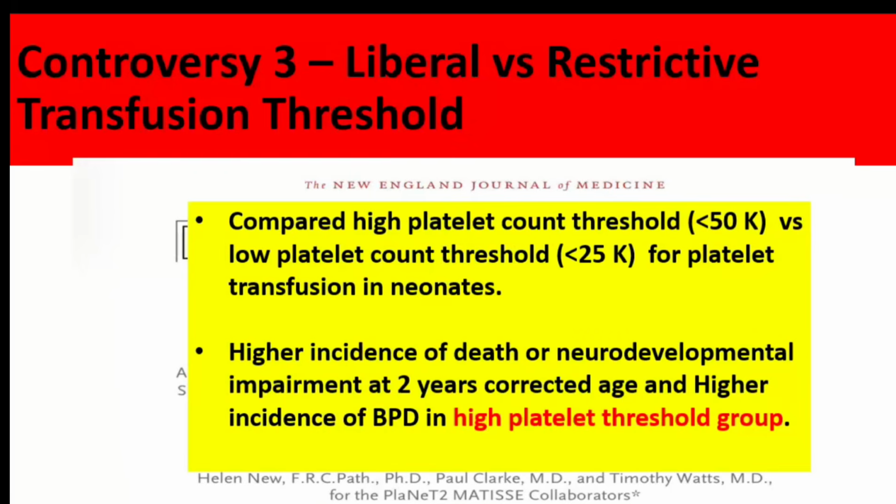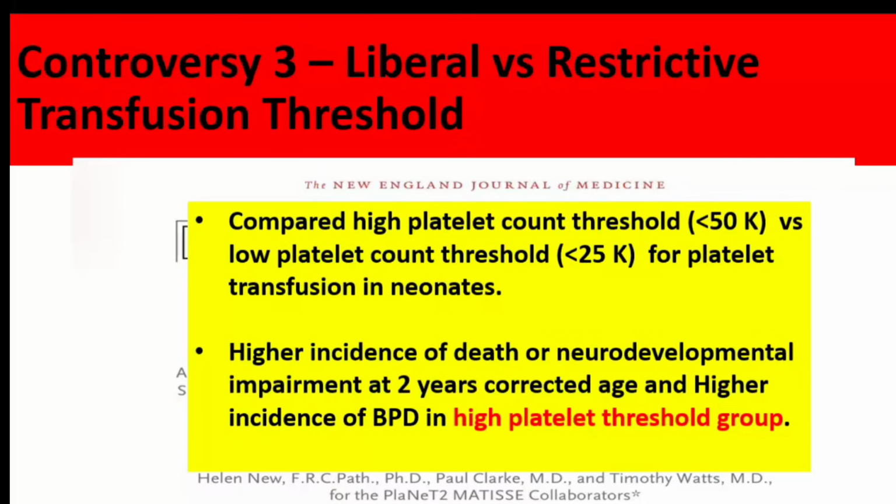They compared a platelet transfusion threshold of 25,000 with 50,000, ठीक है. वहां पे authors ने क्या सोचा कि 50,000 पे तो इतना ज्यादा कुछ significant bleeding risk है नहीं, तो let us compare कि 25,000 तक अगर हम wait करें, whether it is okay to wait till 25,000 or we should transfuse at 50,000, ठीक है. They wanted to see कि 25,000 पे अगर आपने transfuse कर दिया तो उससे क्या mortality बढ़ेगी. So to their surprise, the results showed that there was a higher incidence of death and neurodevelopmental impairment at 2 years corrected age and a higher incidence of BPD, that is bronchopulmonary dysplasia, in the high transfusion group.